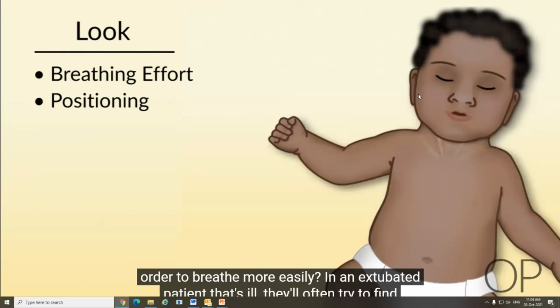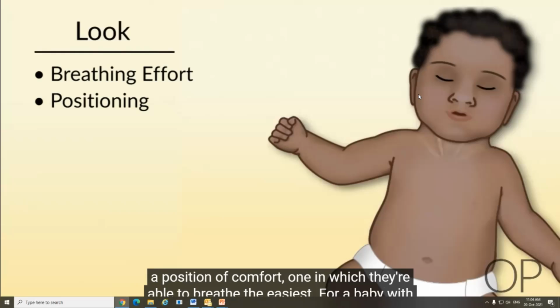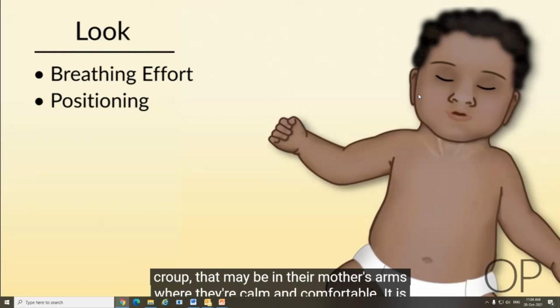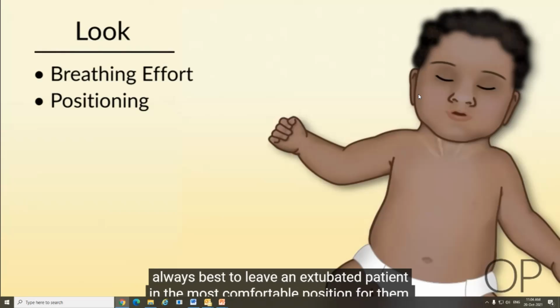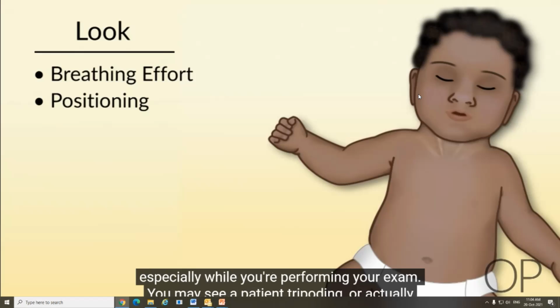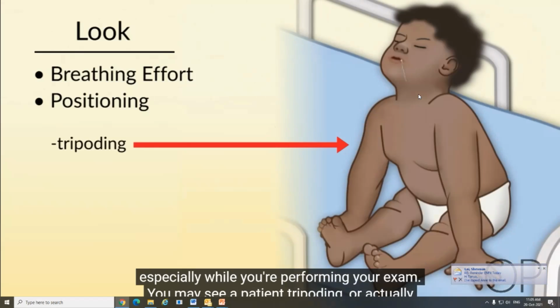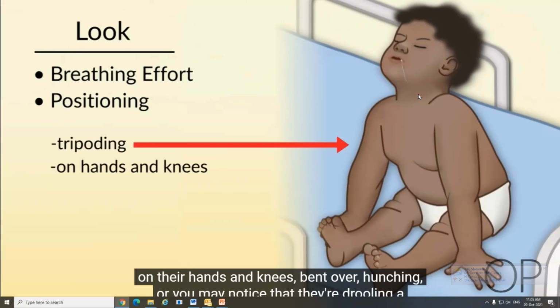Are they in a position where they're trying to put themselves in order to breathe more easily? In an extubated patient that's ill, they'll often try to find a position of comfort, one in which they're able to breathe the easiest. For a baby with croup, that may be in their mother's arms where they're calm and comfortable. It is always best to leave an extubated patient in the most comfortable position for them, especially while you're performing your exam. You may see a patient tripoding or actually on their hands and knees, bent over, hunching, or you may notice that they're drooling a lot.